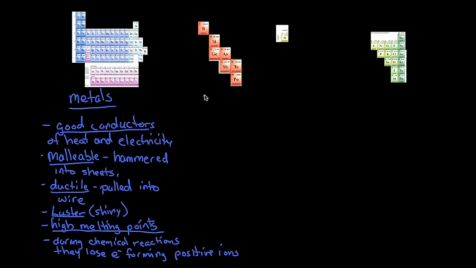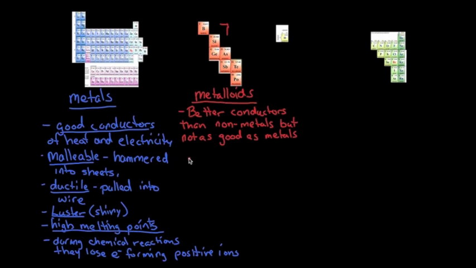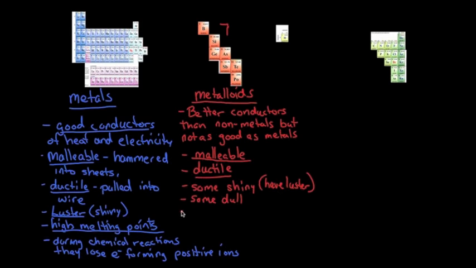Let's look at the traits of metalloids. Remember we said there are 7 of them that we're going to look at this year. So these 7 metalloids form the staircase in between the metals and the nonmetals. Now, metalloids are unique because they are better conductors of heat and electricity than the nonmetals, but not as good conductors of heat and electricity as the metals. Metalloids are also malleable and ductile. Some are shiny, which means they have luster, and some are not shiny, which means they are dull. And they are all solid at room temperature.